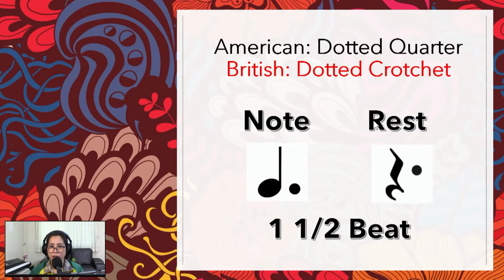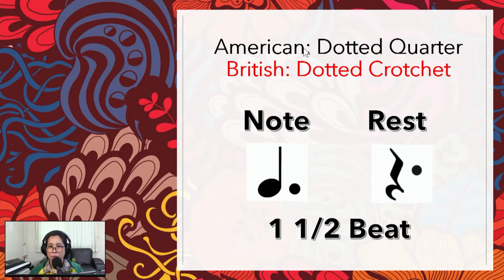We have another one here. I put another dotted note here, but this one is a dotted quarter note and a dotted quarter rest. See, a quarter note has one beat, right? And the value of the dot is 1/2 of the note. So it is 1.5 beats. 1 plus 1/2 equals 1.5 beats. Same with the rest. You rest for 1.5 beats.